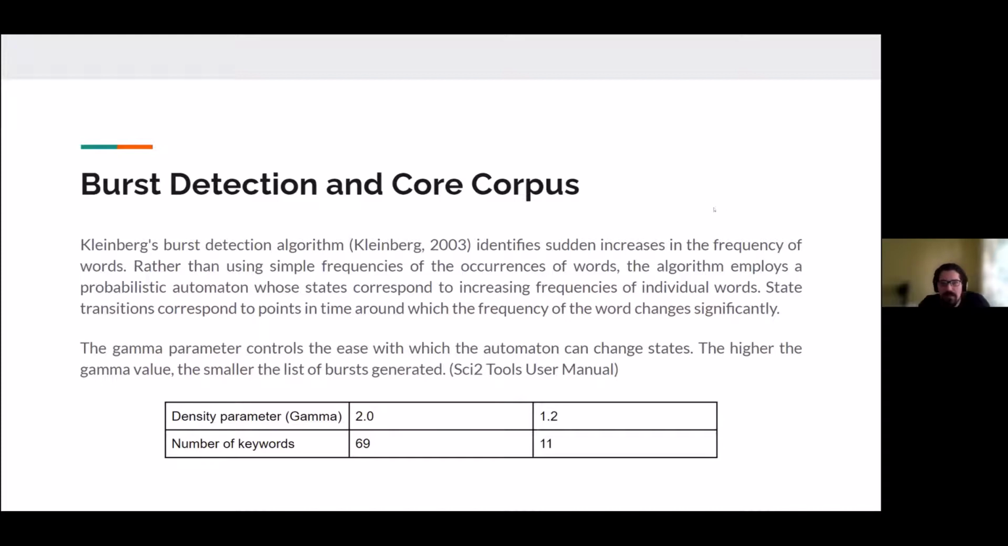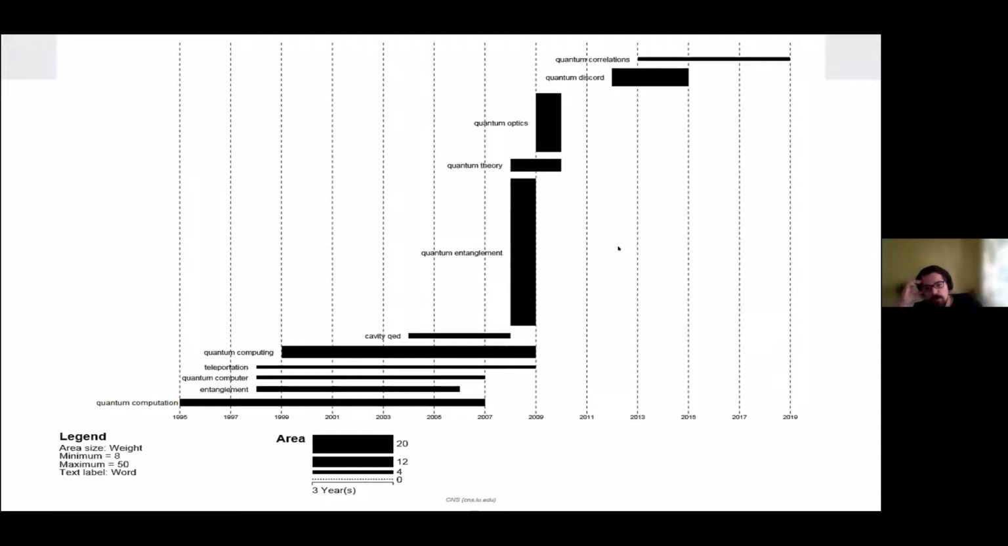I will explain what I mean by this. Here you can play with a certain parameter. Again, the name is arbitrary, and you can find different keywords. This is for the lower parameter analysis, which means we only looked at bursts if the burst is stronger. You can see from 1995, there's quantum computation, which is not surprising. And then entanglement, quantum computer, teleportation, quantum computing. But as time progresses, newer topics emerge, and things like quantum discord and correlations become important.